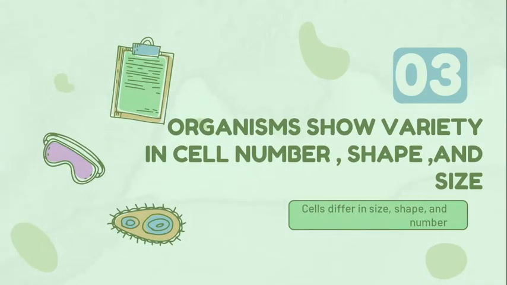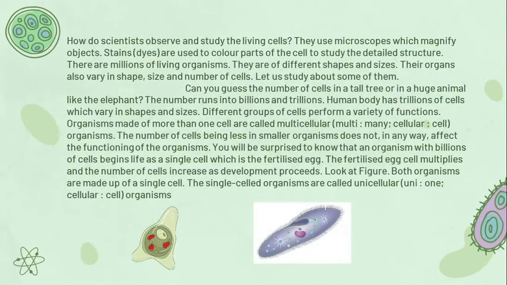The next topic is that organisms show variety in cell number, shape and size. As I have told you before, bricks in a building and cells in organisms differ in number, shape and size. We are going to study these differences in this topic. How do scientists observe and study living cells? They use microscopes which magnify objects. Stains, which are dye colors, are also entered into these cells to study the detailed structure.